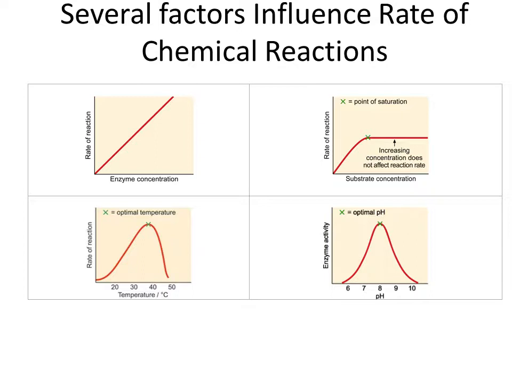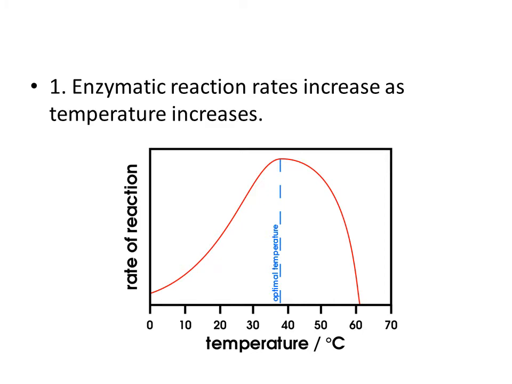Several factors influence the rate of chemical reactions. We have enzyme concentration, temperature, substrate concentration, and pH. We will discuss how temperature affects enzymatic reactions.